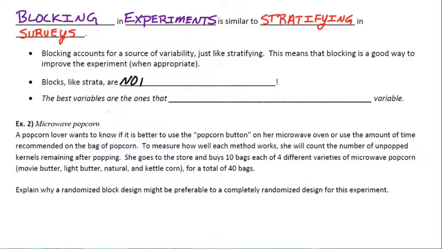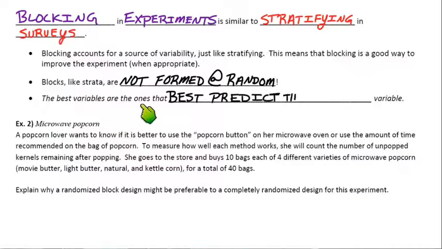Blocks, like strata, are not formed at random. We form them on purpose for a reason. So we pick the blocks. The best variables to block on are the ones that best predict the response.